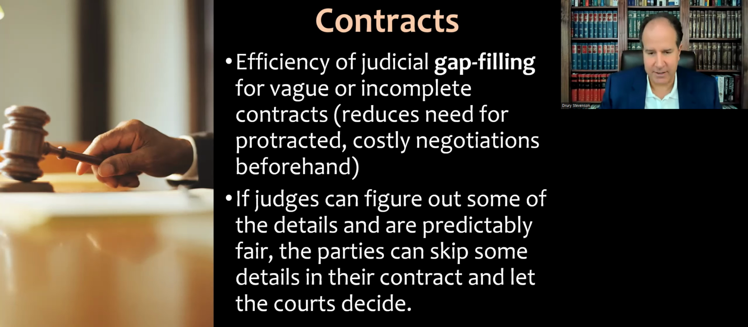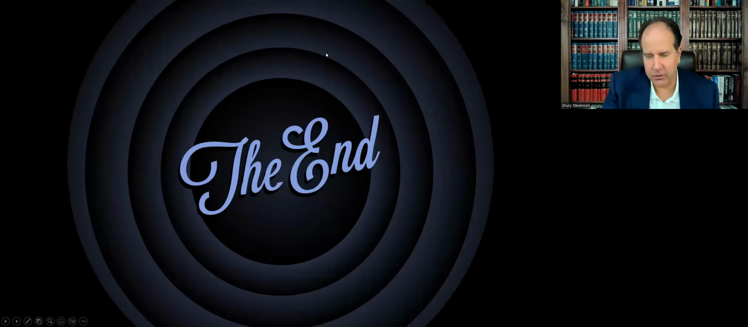And so now you do have to have the basics, right? You want to have something in place, the essentials of the contract. And if judges can figure out some of the details and the judges are going to be predictably fair, then the parties can skip some of the details in their contract and let the courts decide. And that concludes my quick introduction to the law and economics of contract law.